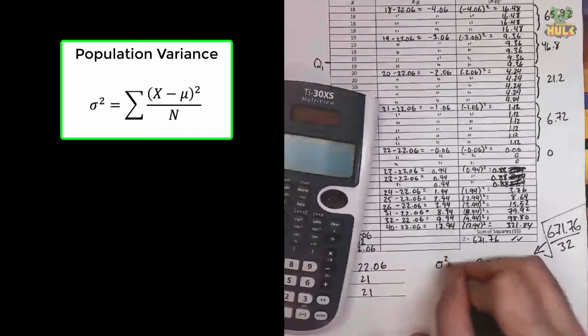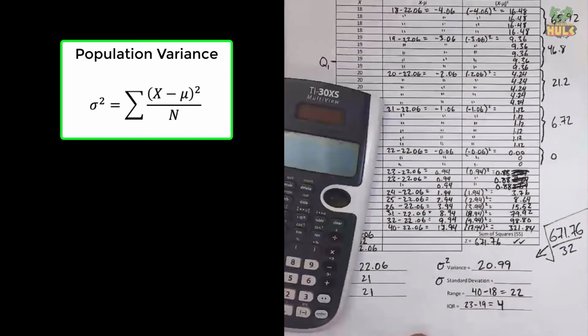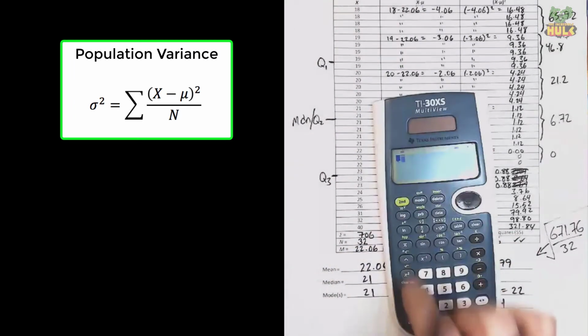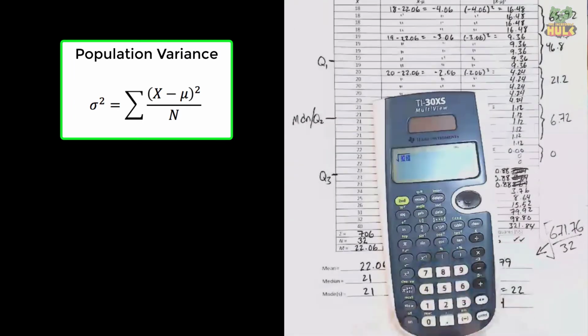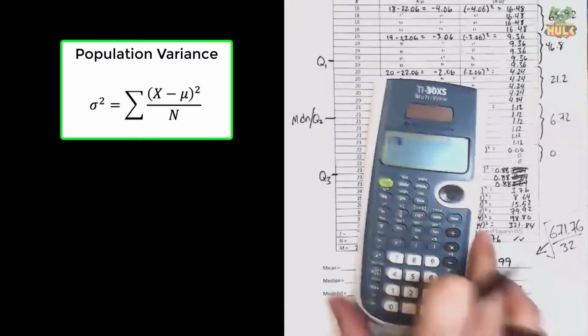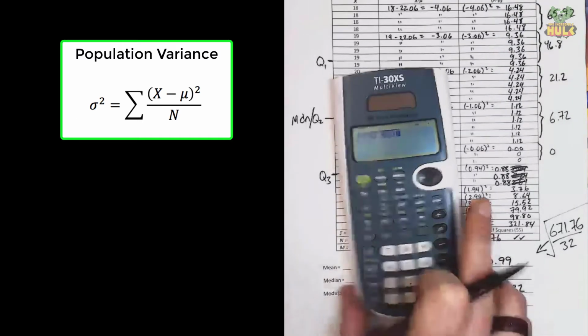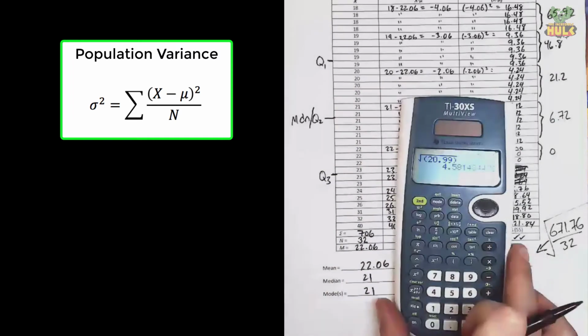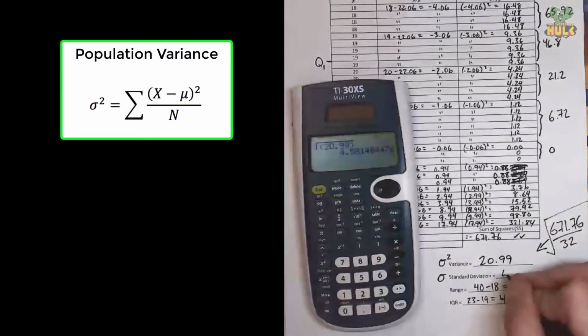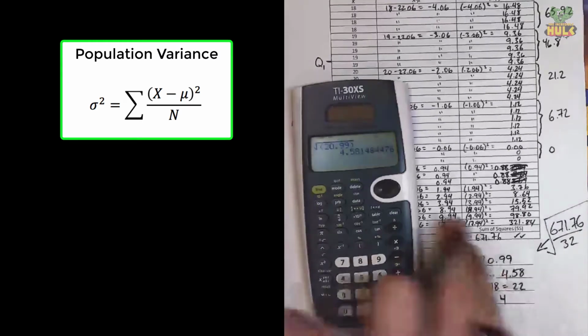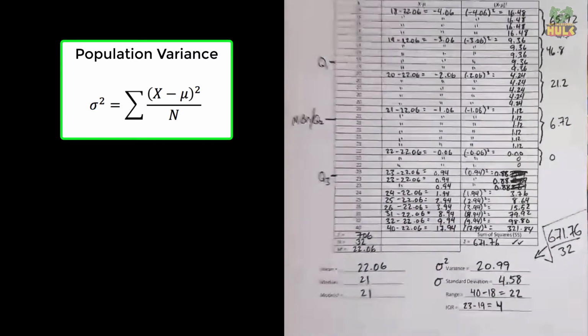Because this is that, and this is that, just the square root of that. So for my calculator, I have to do the second for that function. I like to use parentheses. It just makes me feel like I'm more certain that it's doing it correctly. So I put it in parentheses, and I got the square root of 20.99, which gives me a 4.5814, but it rounds to 4.58. And there you have it.